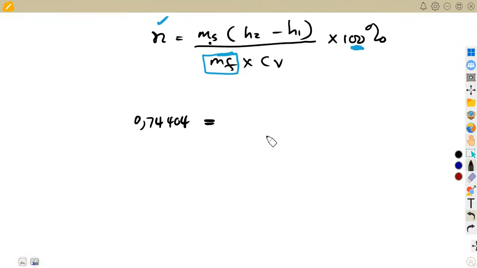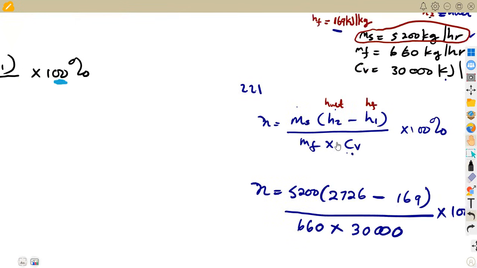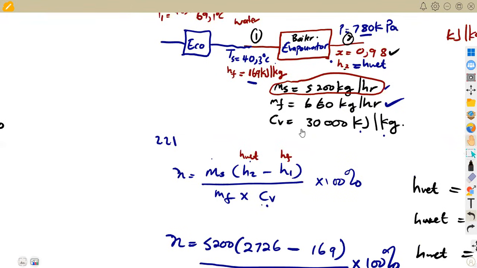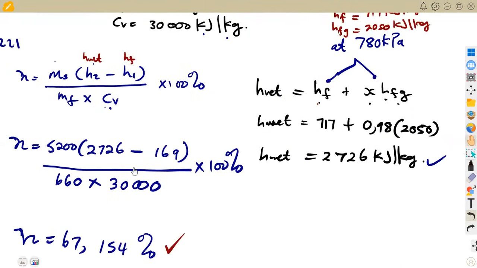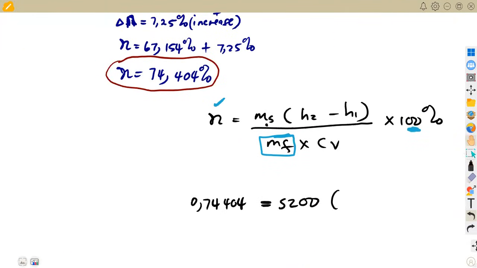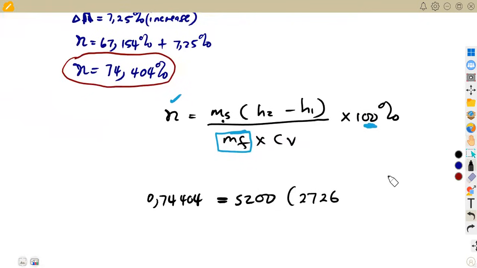All right, so there we've got 5,200 into H2. Also, H2 is not affected at the outlet, which was in this case H wet. Remember our H2 was 2,726. So this one is not going to change. 2,726 minus H1.